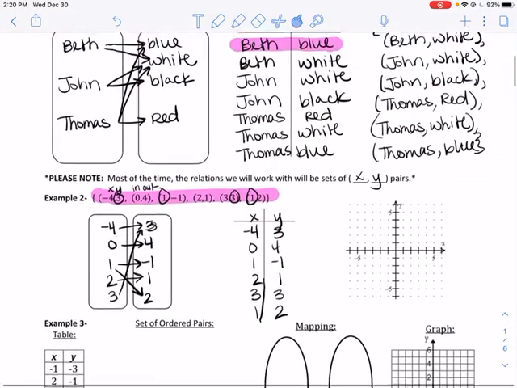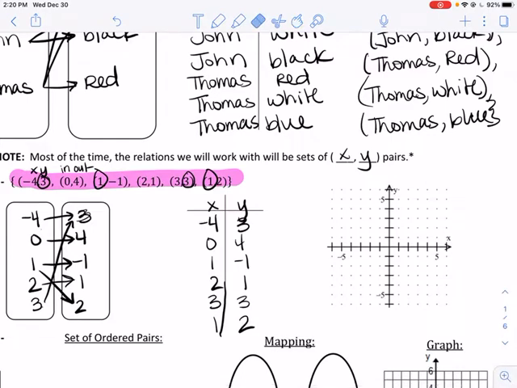Now, all of these ordered pairs are things that we can graph. Hopefully you remember how to graph. If not, here's a quick review. Remember that the x-axis is going to be your inputs or your first number. Your y-axis is going to be your outputs or your second number. Each ordered pair is a distinct point on the graph, unless of course it has the same numbers.